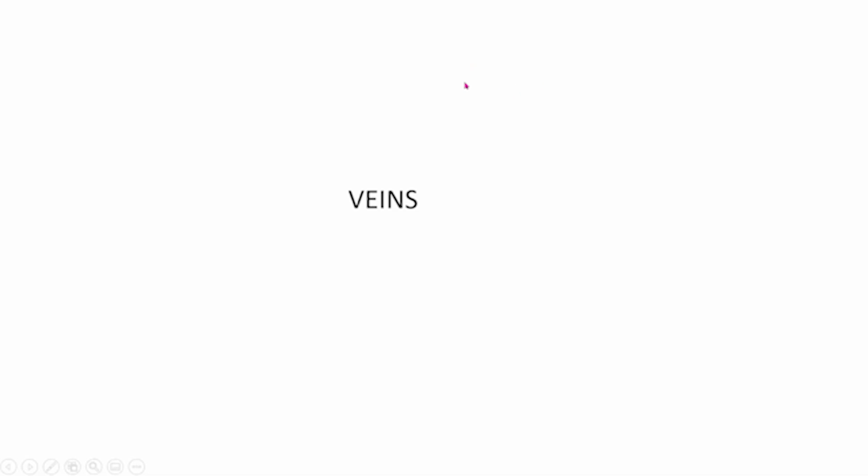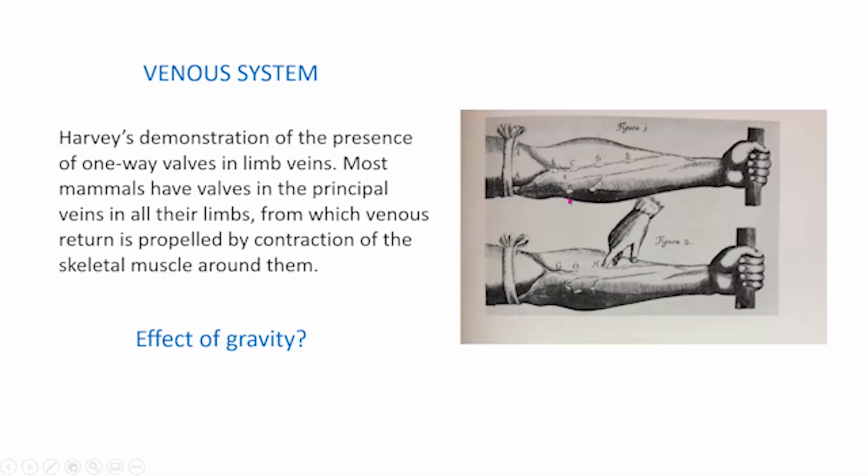So that's the arteries. What about the veins? I haven't got much time to talk about the veins, 10 minutes maybe, so I won't talk about them much. But remember Harvey showing that there were valves in the veins. And in particular, I would emphasize that there are valves in the veins in the legs.